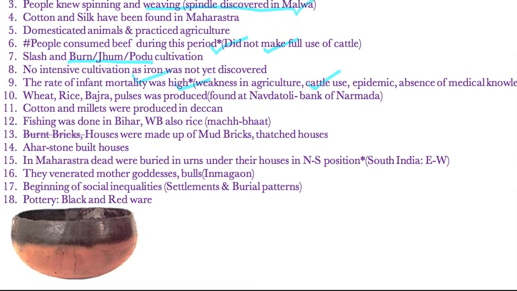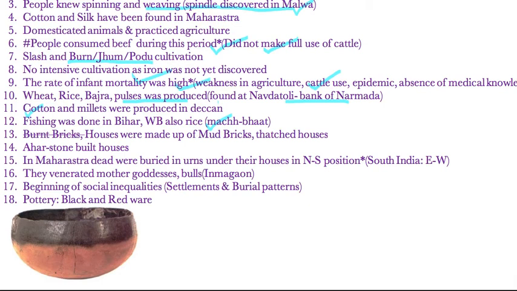Then wheat, rice, bajra and pulses, especially pulses, were grown, and these are found at Navdatoli near the bank of river Narmada. Then cotton and millets were grown because that is the area where black soil is found, and that is why they were grown here. Then fishing was done in Bihar and Bengal, and we know that Bengali people eat machh bhat, so you can relate. From this period only they started eating rice and fish.